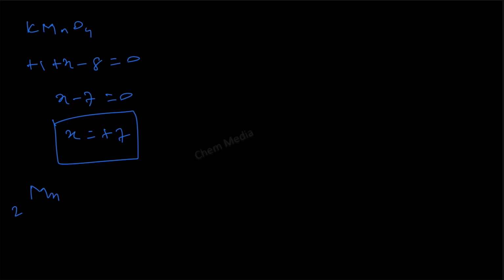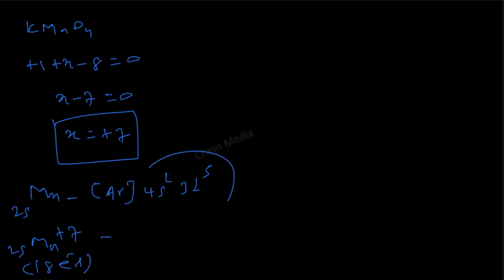Manganese atomic number is 25. When it is neutral, the electronic configuration is argon and then 4s2 3d5. Total 25 electrons. But when it is in plus 7 oxidation state, we have only 18 electrons. This means all these electrons should be removed. Therefore the electronic configuration is once again simply argon. This means no d electron, therefore no d-d transition.